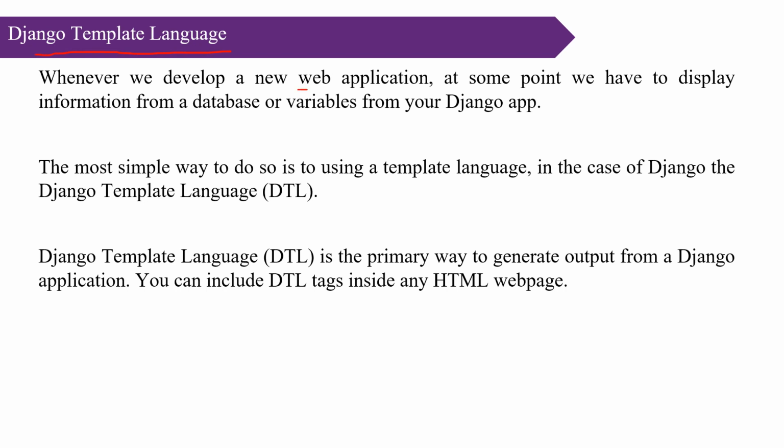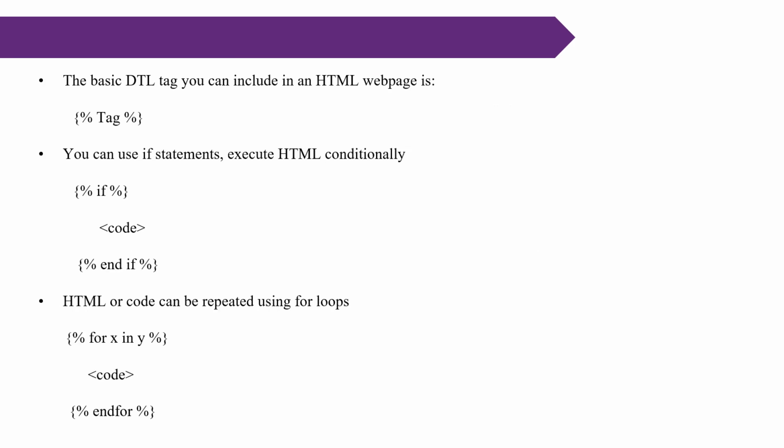Whenever we are trying to create a web application, what is the important thing? You need to display some information from the database or from the variables of the Django app. For that, they use a language called DTL, Django Template Language. In this session, I discuss only the syntax of the different commands. Later on, I will explain each and everything with an example. First, let's understand the different commands under DTL.